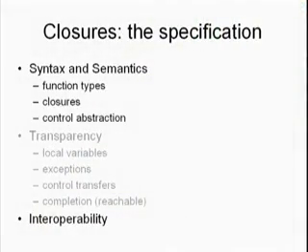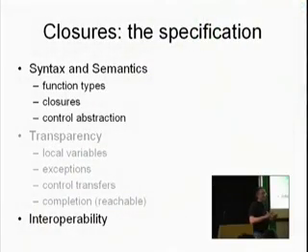So let me show you what the specification looks like. There's really three parts to the specification. There's function types. There's closures, which are values of function type. There's a control abstraction invocation syntax. It's a way of invoking a method that looks like a statement, but it really is just a method invocation.